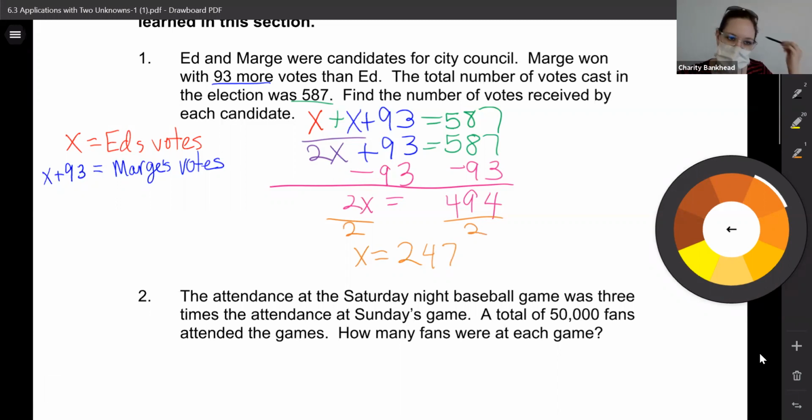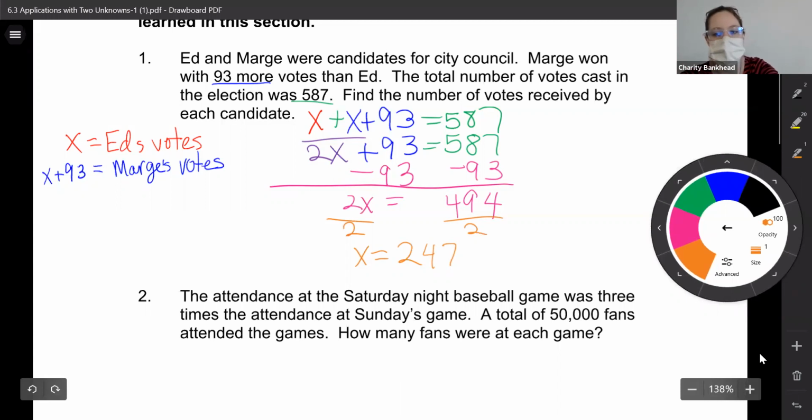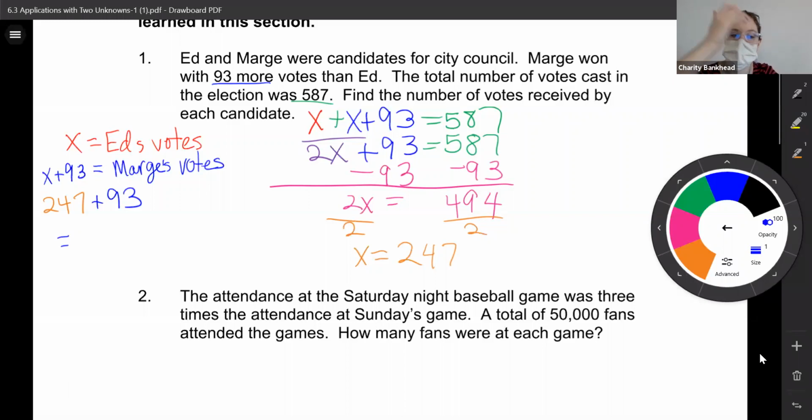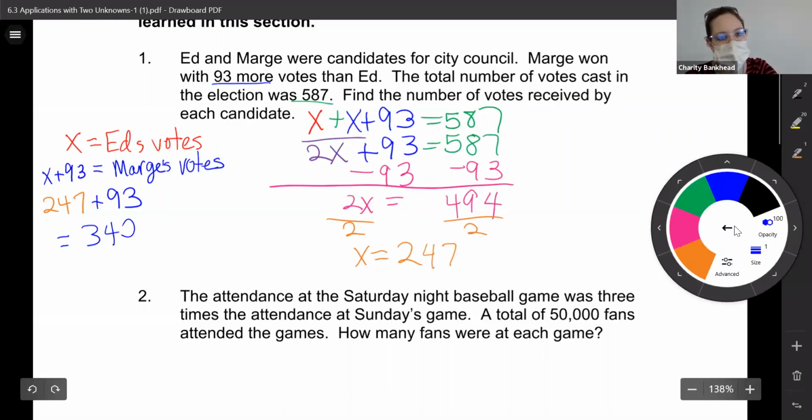Okay, so that's why it's important that we defined our variables. So we know that X represents the number of votes for Ed. So Marge has 93 more than that. So 247 plus 93 equals, so 330, 340. There you go.